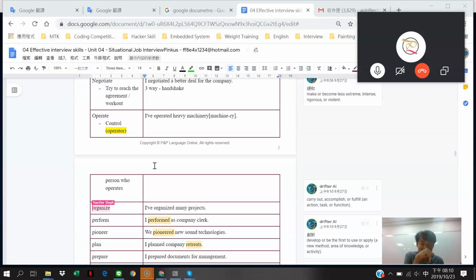Organize. Organize. Highlight the letter S or letter Z at the end. Organize. Go ahead. I've organized many projects. Okay, organized. Again. I've organized many projects. Okay, thank you for reading. So this is the past tense of our vocabulary organize.